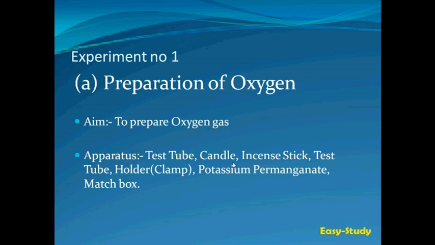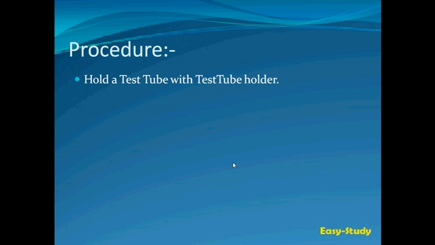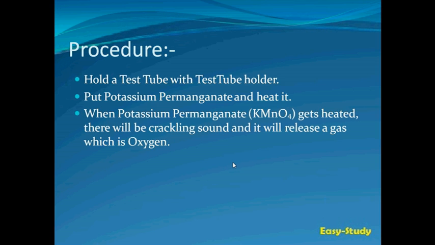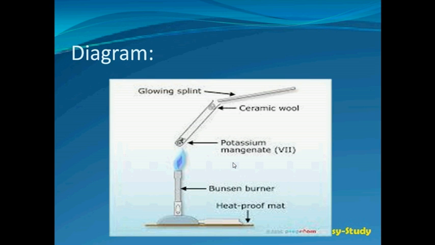Now we will learn how to prepare oxygen gas. For this we will perform an experiment. Apparatus: test tube, candle, incense stick, test tube holder, potassium permanganate and matchbox. Hold the test tube with test tube holder. Put potassium permanganate and heat it. When potassium permanganate gets heated, there will be a crackling sound and it will release a gas which is oxygen.